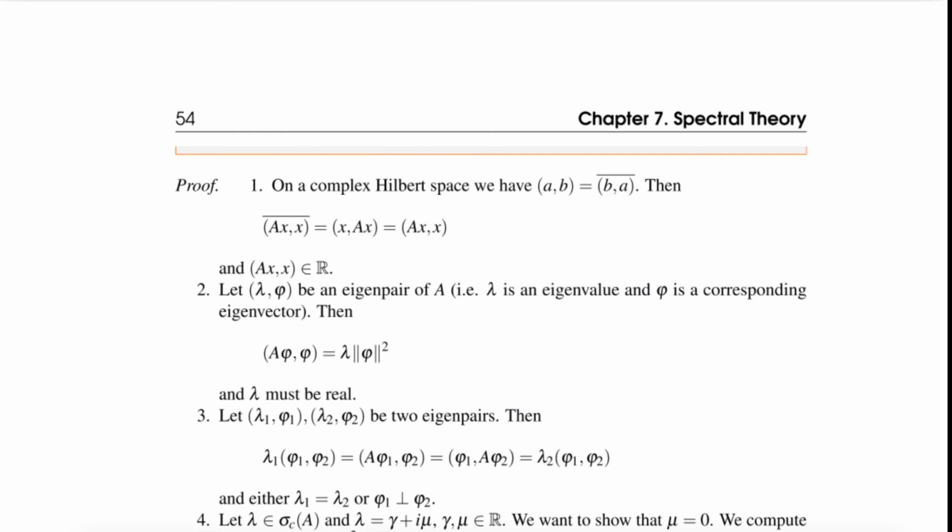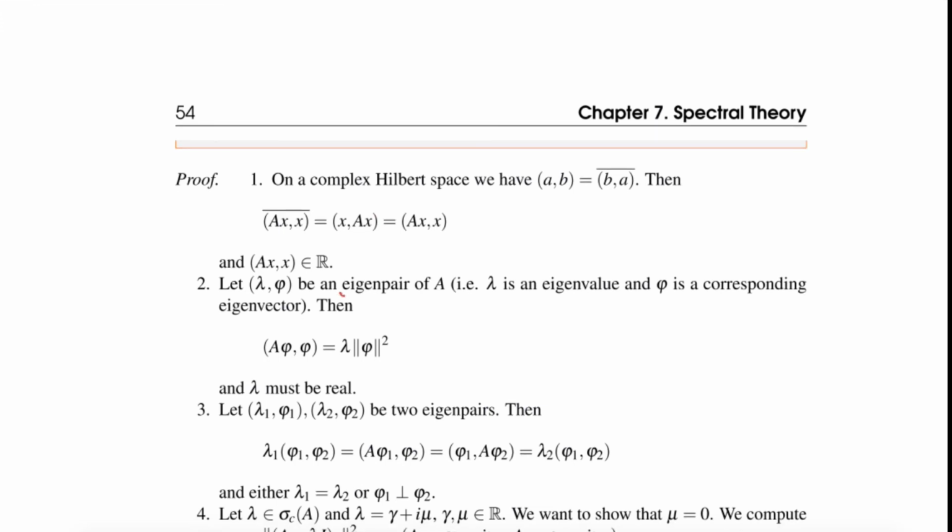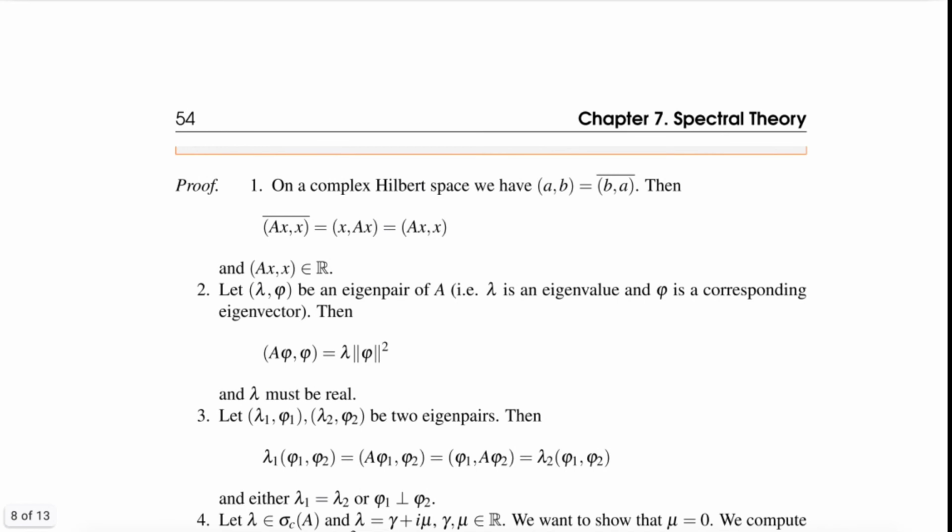So then secondly, if I have an eigenpair, I'm sure you know immediately what I mean by eigenpair. I mean an eigenvalue lambda and an eigenvector or an eigenfunction phi. So that's an eigenpair. Then we can write (A phi, phi) to be (lambda phi, phi), which is lambda times the norm of phi squared. So this is also real. So we are done with that too.